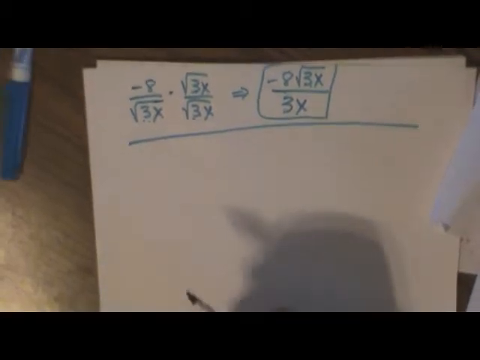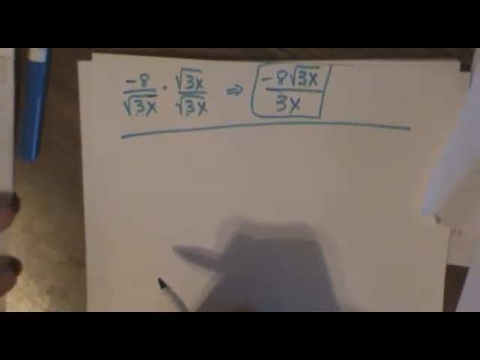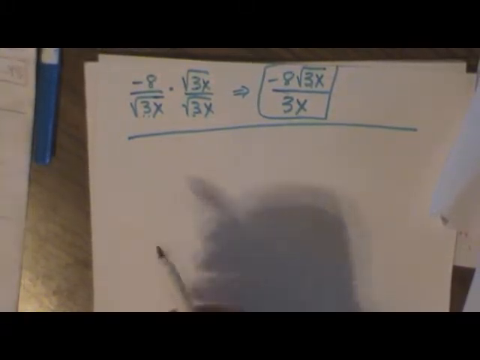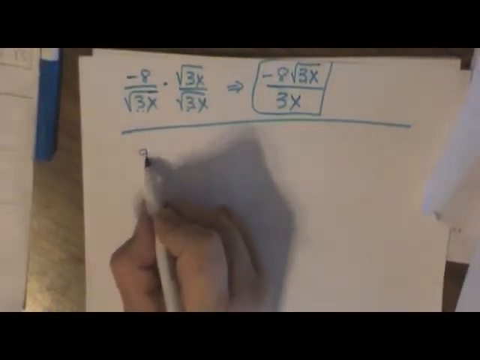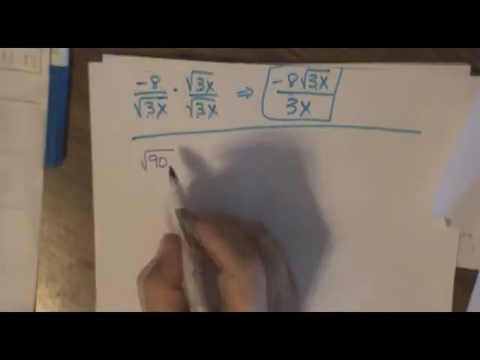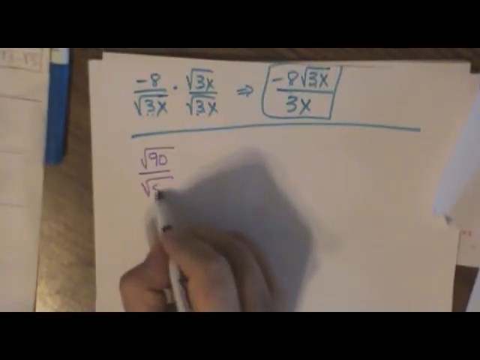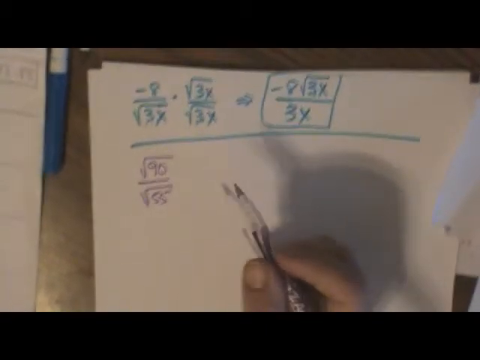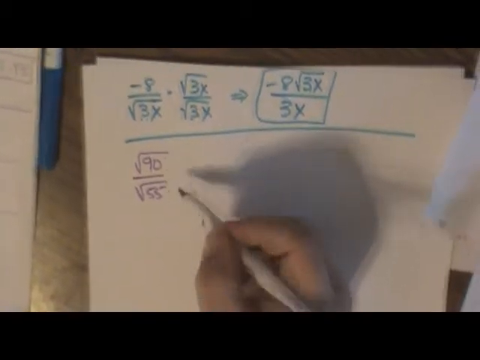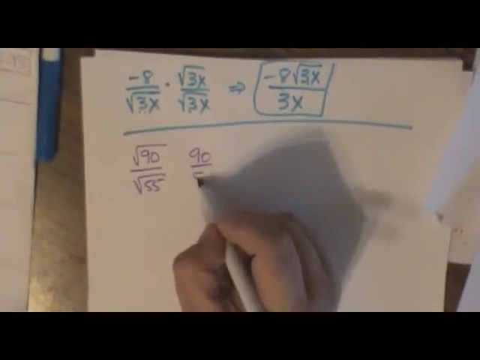Just doing these, getting the practice, the easier they get as you do them. Okay, let's do this one. We've got the square root of 90 over the square root of 55. Since they're both the square root, we could write it like this if we wanted to.